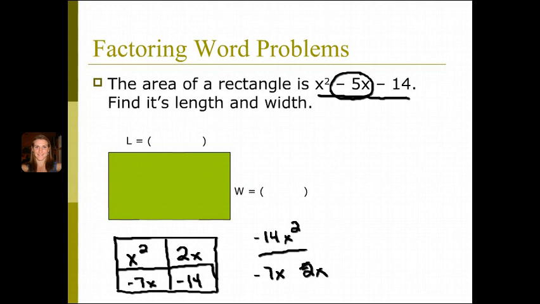Our first row has an x in common. The second row has a negative 7 in common. First column has an x. Our second column has a 2. Well, when we're looking at length and width, we've been given the area and we're finding the length and width. The area is the product of the two factors. So the length and the width are the factors. So our length is x plus 2, and our width is x minus 7.